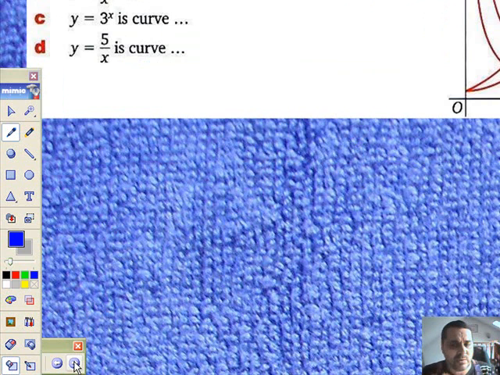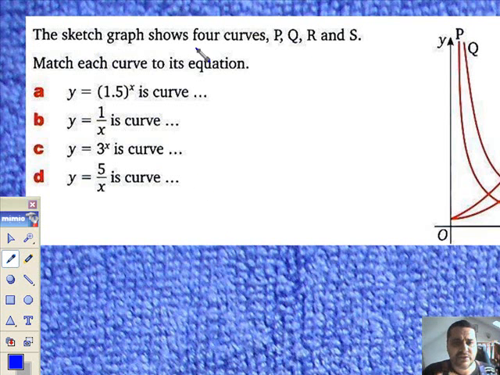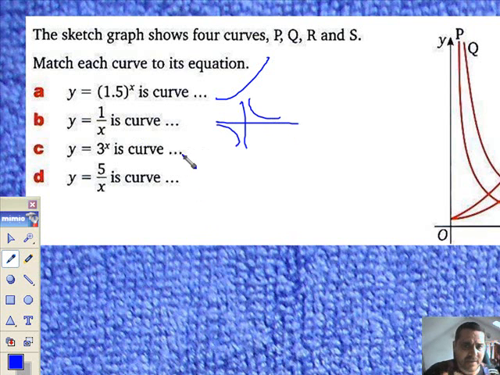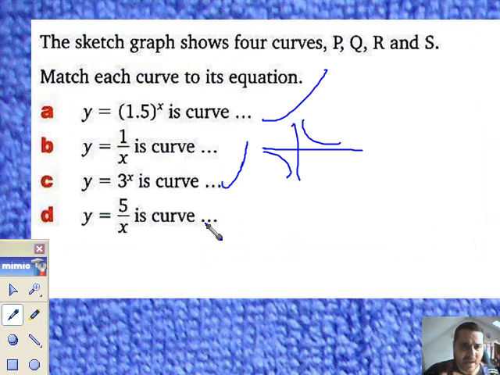little video. Now the sketch shows 4 curves P, Q, R, S, and again we've got to match them, haven't we? So what do we got here? y equals 1.5 to the power of x. So this is an exponential or power graph. Now we know these things take off like that, alright? That is a reciprocal graph that goes something like that. That is a power graph that goes whoosh like that. And this is another reciprocal graph that goes like that.